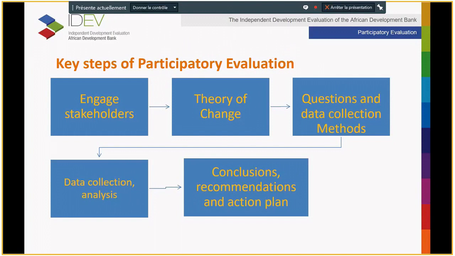The fourth step would be the data collection per se and the analysis, where we can also engage these actors. And finally, and definitely here, we will engage with our stakeholders on reaching conclusions, providing recommendations, and defining an action plan. These have to be discussed, and we have to give them an opportunity also to react to our conclusions. And if we expect increased ownership and increased use of the evaluation, we will definitely involve them at this stage.